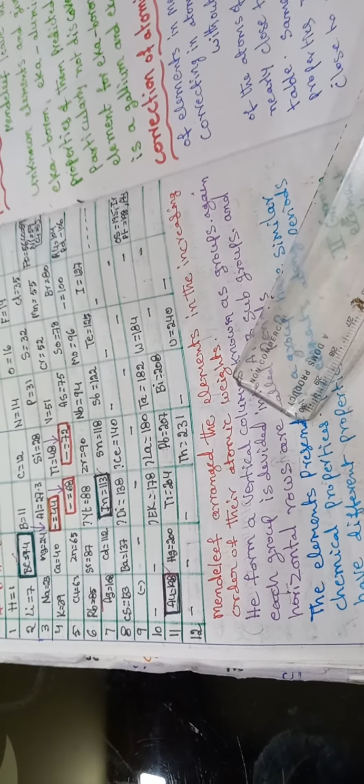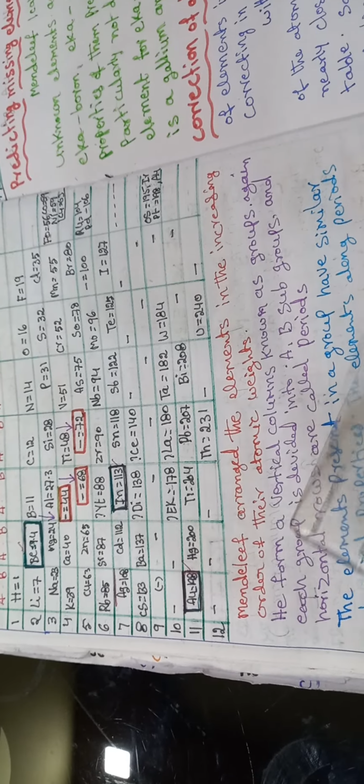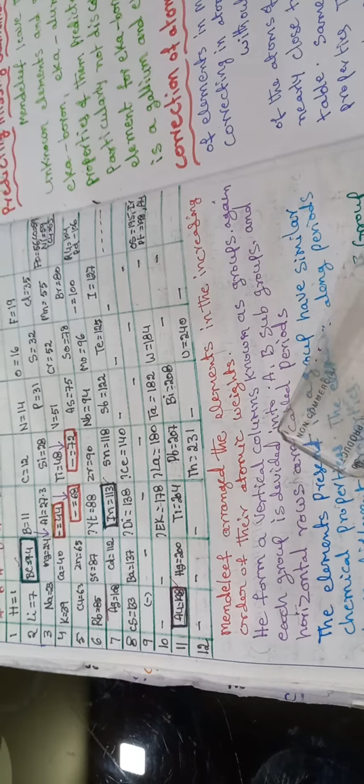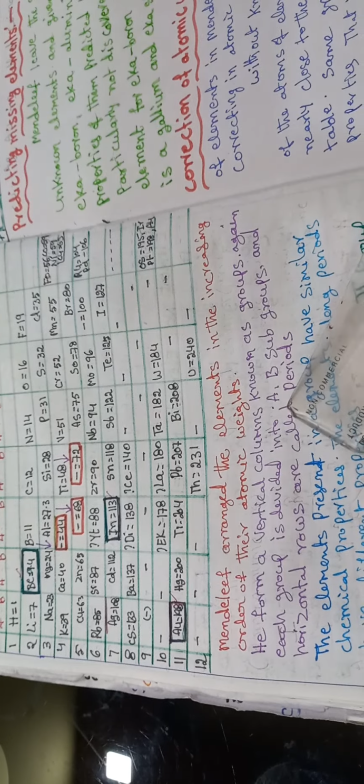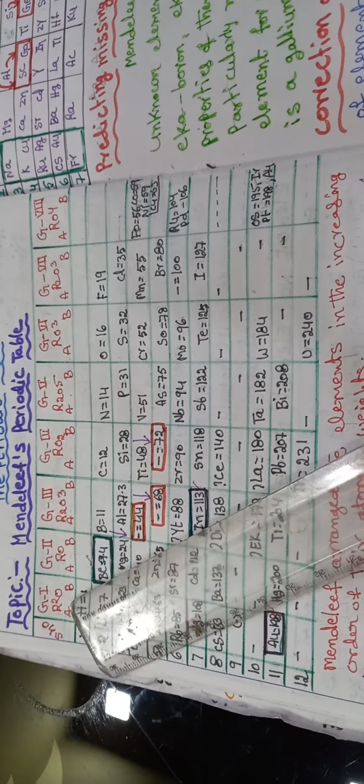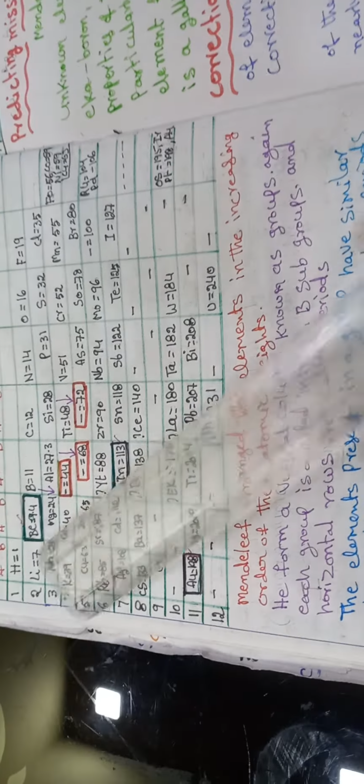Next, Mendeleev arranged the elements in increasing order of their atomic weights. Here we can see group wise and period wise the increasing order of atomic weight. He formed vertical columns known as groups. Again, each group is divided into A and B subgroups. So here we can see the main groups and subgroups A, B. Horizontal rows are called periods. We can see here 12 horizontal lines, and these are called periods.